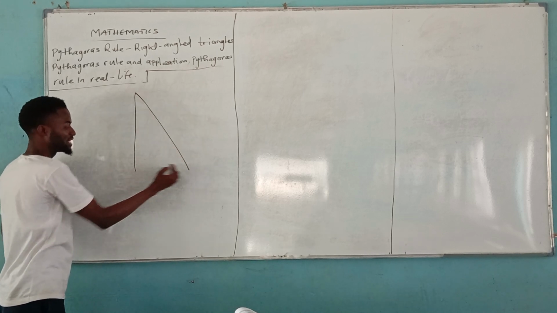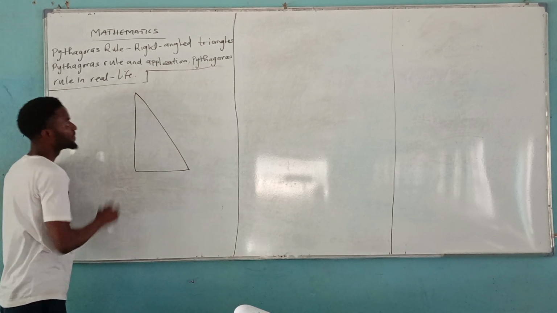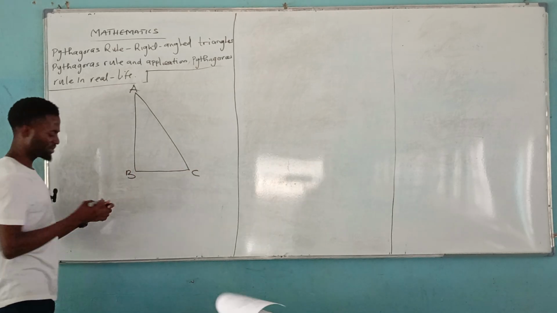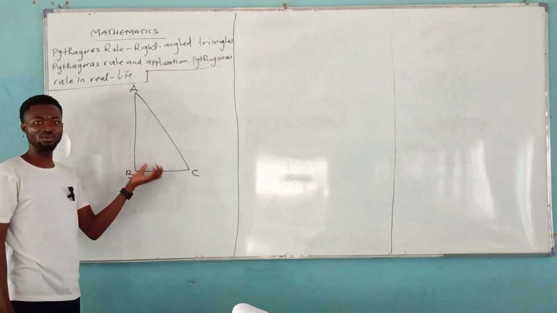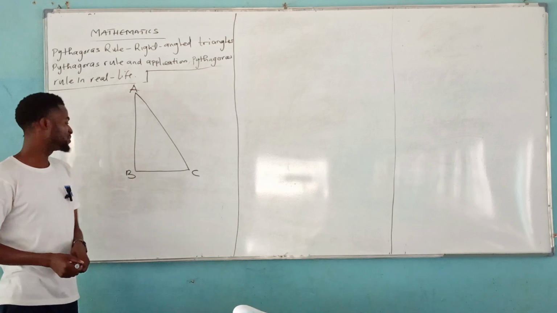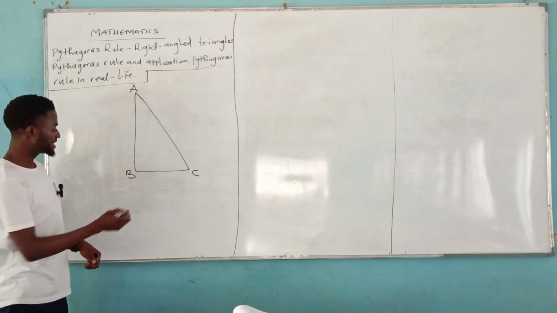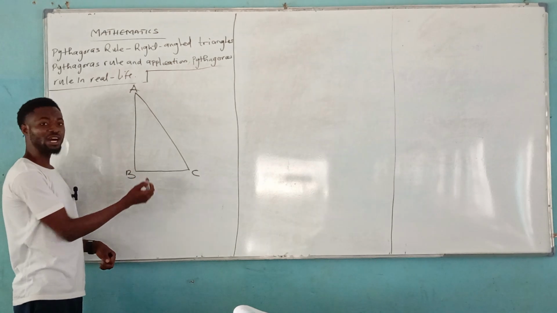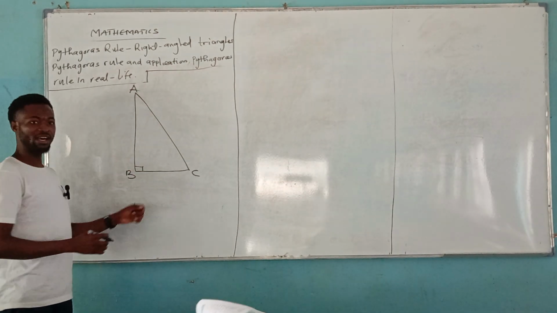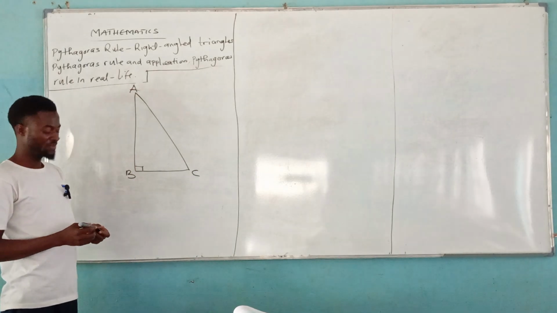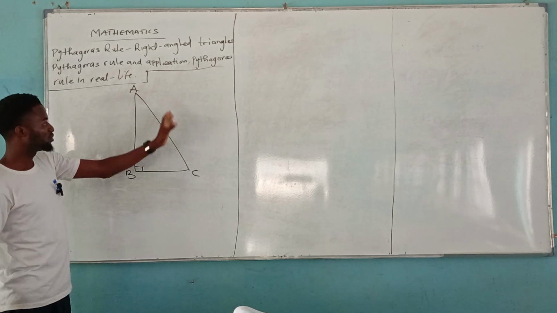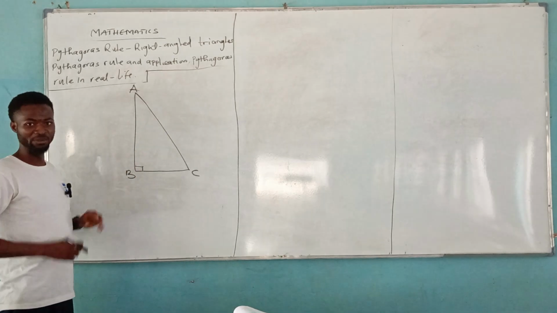This is a representation of a right angle triangle. Let this be our A, this is B, and then C. But at this stage, this is still a triangle. Why is it still a triangle? Because we have not yet identified or pointed out where our right angle is. So if we now put a right angle here, this is a right angle triangle. And if you have a right angle triangle, these sides are named.